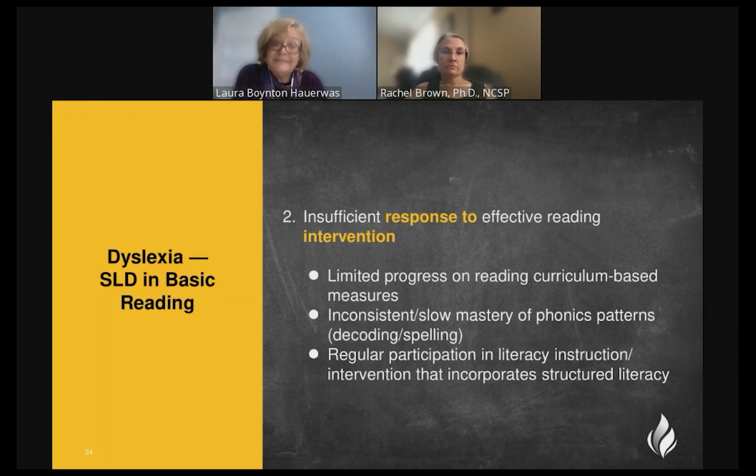We would see inconsistent or slow mastery of phonics patterns, perhaps through a phonics survey that's been given monthly across some time in kindergarten or first grade. And we would see in the records that they regularly participated in literacy instruction that incorporated structured literacy.